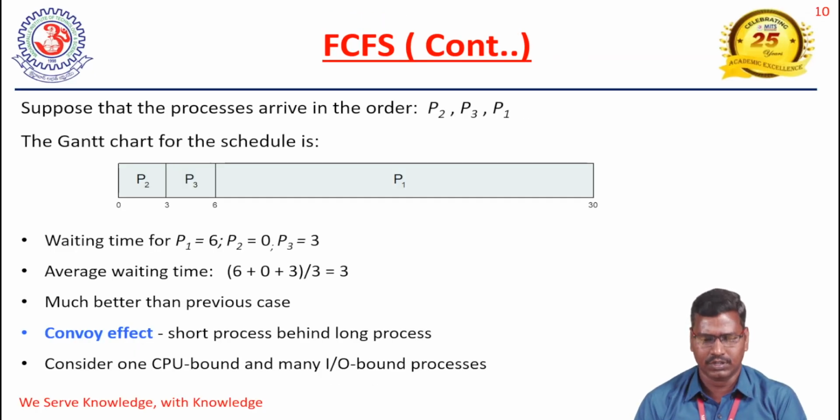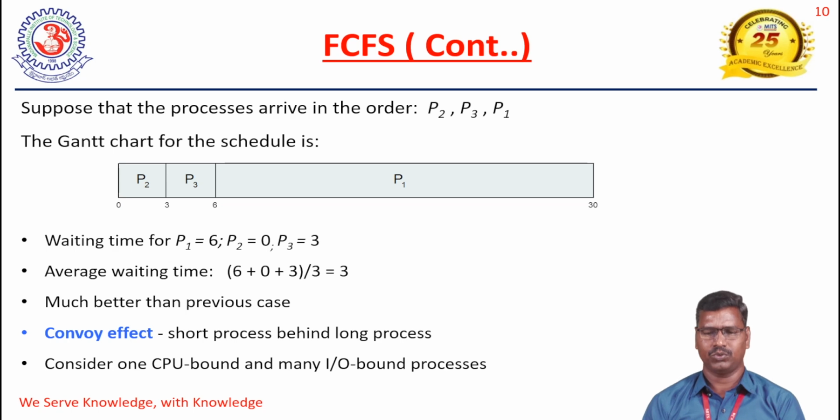Suppose that the processes arrive in the order P2, P3 and P1. Okay, we want to prepare the Gantt chart based on the scheduling order P2, P3, P1. P2 has a burst time of 3, so 0 to 3. P3 has a burst time of 3, so 3 plus 3, 6. And P1's burst time is 24, so 6 plus 24, 30.